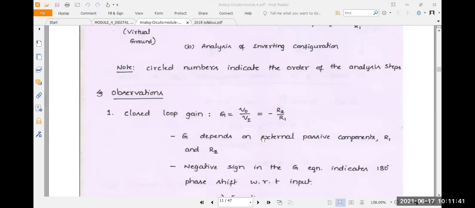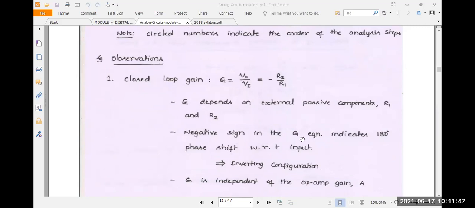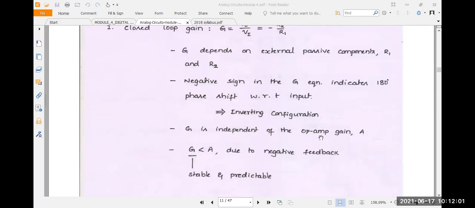Feedback resistance and inversely proportional to R1 resistance. Understood? The negative sign in the gain indicates what here? 180-degree phase shift. Suppose if you use the inverting amplifier here, the output becomes a 180-degree phase shift. Then G is independent of the op amp gain. Remember this one. This is a very important point here.